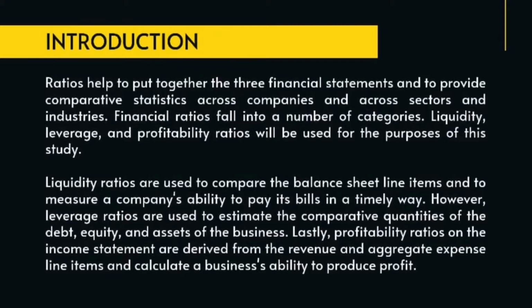Ratios help to put together the three financial statements and to provide comparative statistics across companies and across sectors and industries. Ratios are divided into three: liquidity, leverage, and profitability ratios. Liquidity ratios are used to compare the balance sheet line items and to measure a company's ability to pay its bills in a timely way. However, leverage ratios are used to estimate the comparative quantities of the debt, equity, and assets of the business. Lastly, profitability ratios on the income statement are derived from the revenue and aggregate expense line items and calculate a business's ability to produce profit.